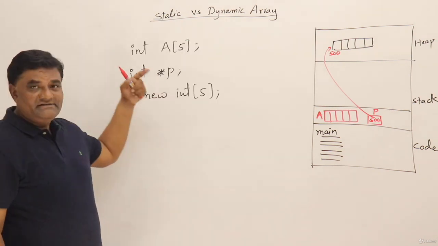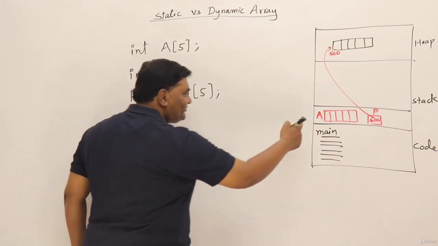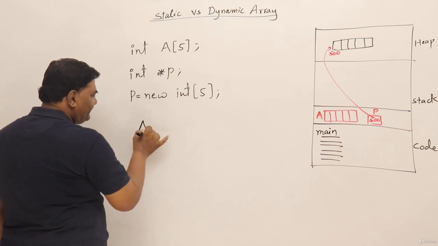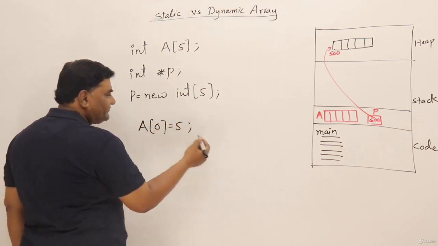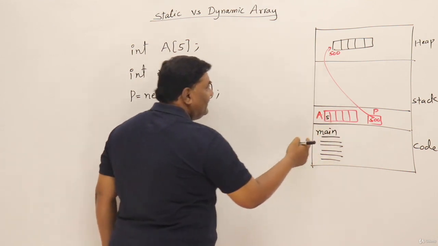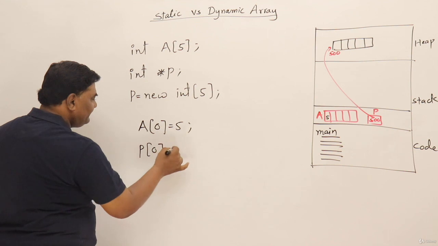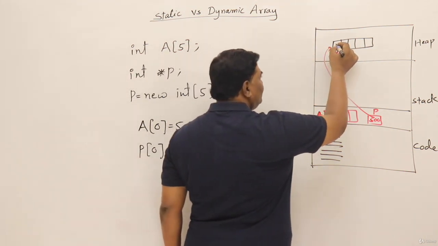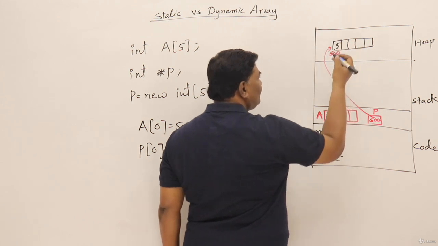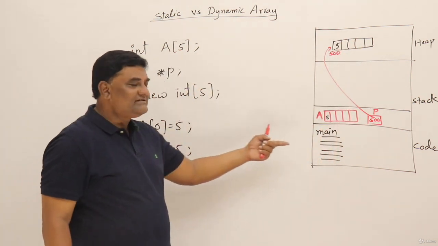And this is a normal array inside the stack and this is an array inside heap. Now how do we access this normal array inside the stack? For accessing any location, I should say A[0] = 5. So the value 5 will be stored here. Now the same thing I can say: P[0] = 5. Just like a normal array, I can access this also. So the value 5 will be stored here. It is as simple as accessing an array inside the stack.